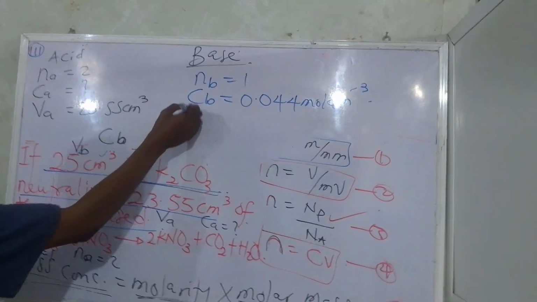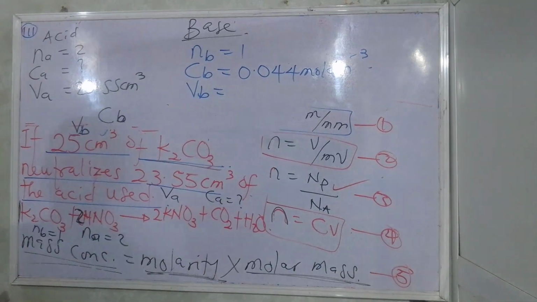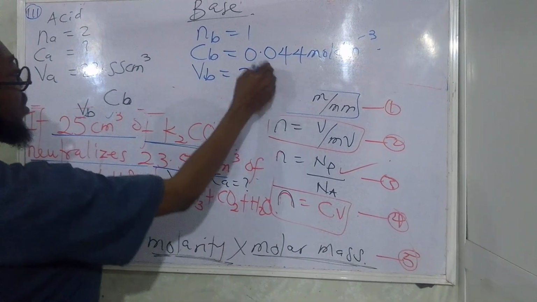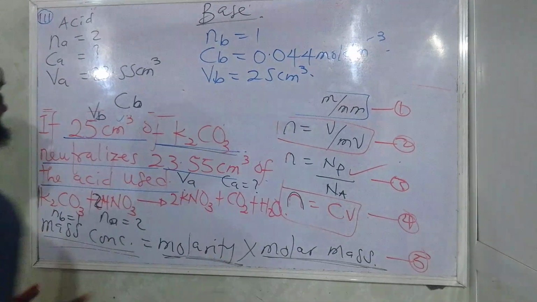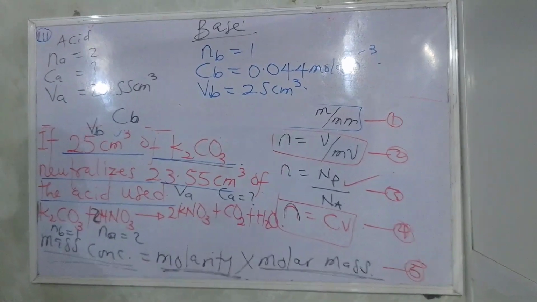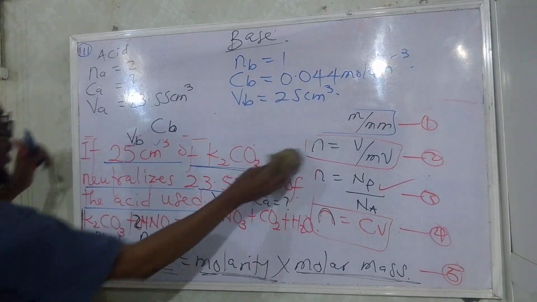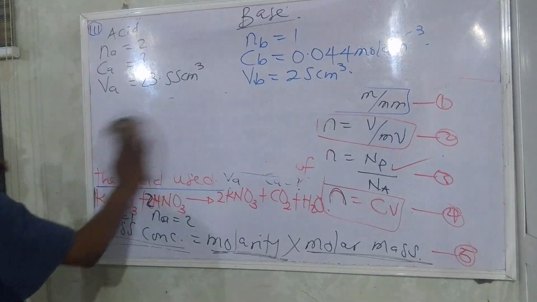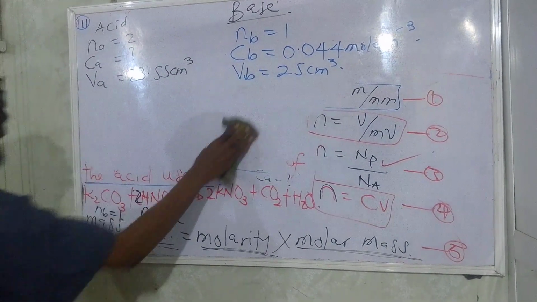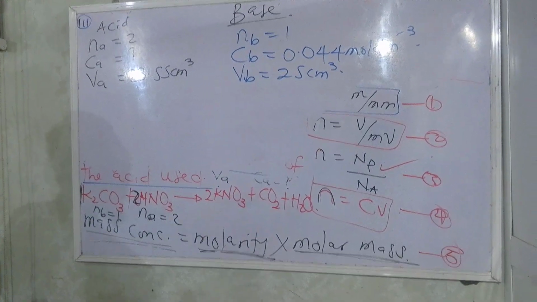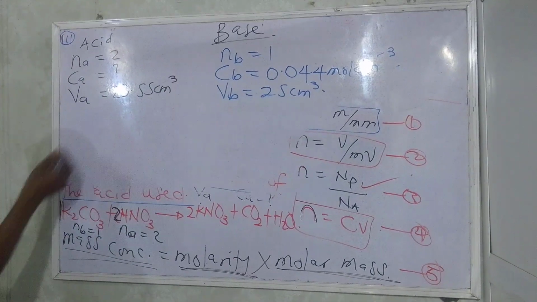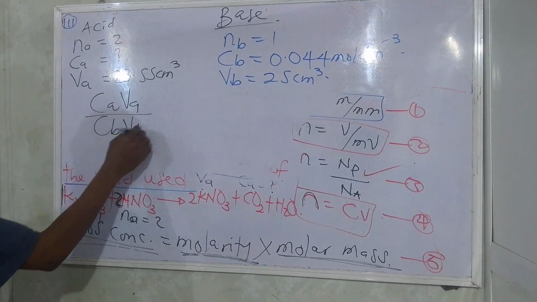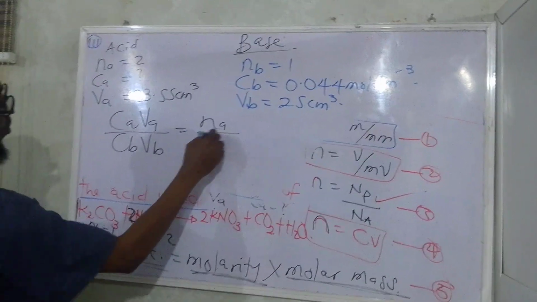Then what's the volume of the base that they now use? The volume of the base they use now is 25 cm cube. So which formula is going to help us here? We're going to remember that CAVA over CBVB equals NA over NB. Yes. Okay, so we have CAVA over CBVB equals NA over NB.